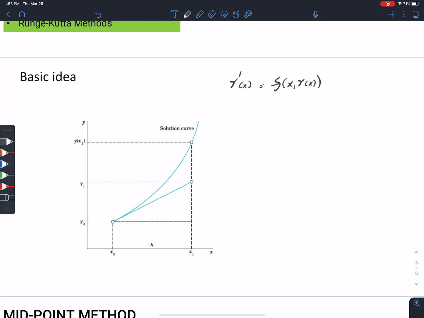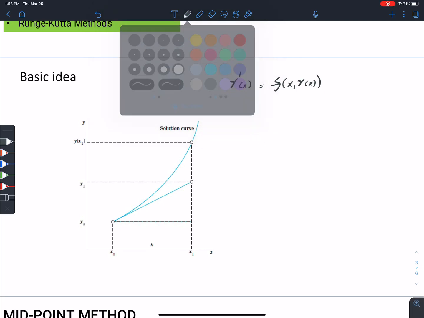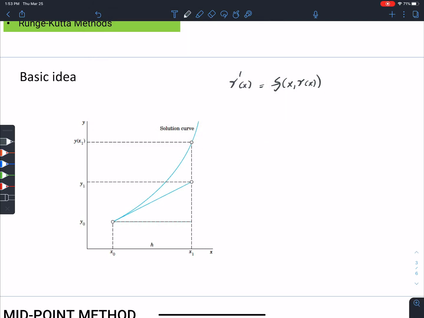Sometimes in the past we've used t for the independent variable. In this video we're using x. But in any case, we're given this, and we're also given the initial value, right? This is an initial value problem. So we're given some x naught, and we're given y at x naught, which we're calling y naught, right? So these are given. This is our initial value problem.